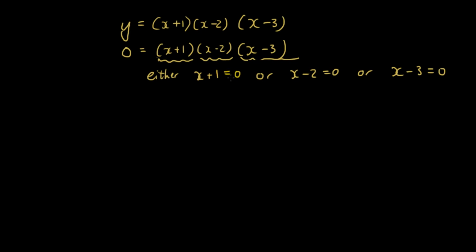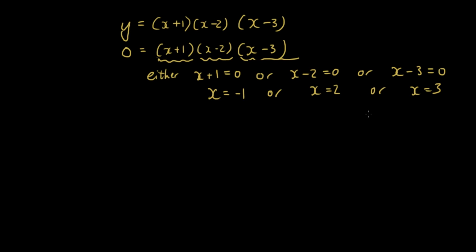So if x plus 1 is equal to 0, then what does x equal? Let's minus 1 on both sides, which will give us x equals negative 1. Or if x minus 2 equals 0, what does x equal? Well, x equals 2. Or if x minus 3 equals 0, what's x? X must be 3. So these are your three answers.